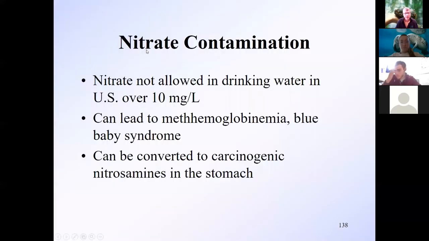One of the really big issues related to nitrogen is the pollution of nitrogen by nitrate. And nitrate is not allowed in drinking water in the United States over 10 milligrams of N in the form of nitrate per liter. The reason for this is it can lead to methemoglobinemia. I sometimes ask students to say methemoglobinemia 10 times fast.